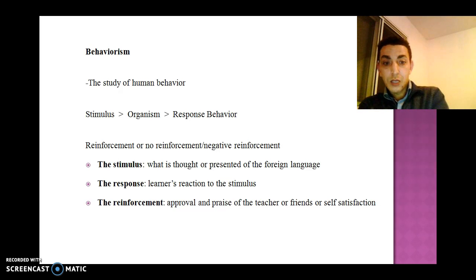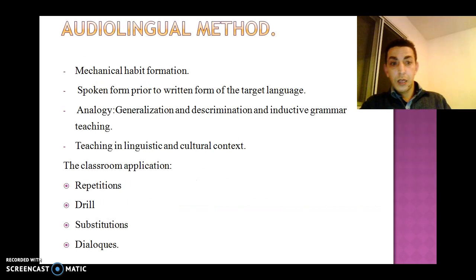So as you can see here, the stimulus is what is taught or presented in the foreign language. The response is the learner's reaction to the stimulus, and the reinforcement is the approval and praise of the teacher or a friend for self-satisfaction, so that he can produce the language. And here, the principles of the method have to do with the theory of learning. It's the same, okay?